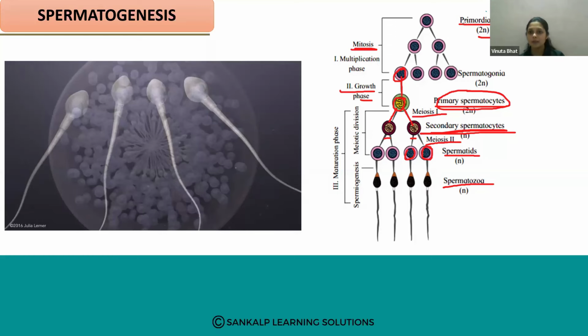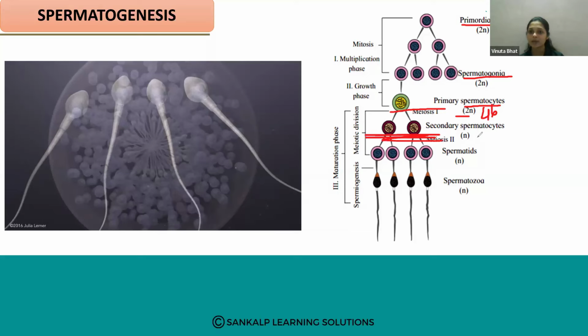Here the primordial cells are diploid, the spermatogonia are also diploid, and the primary spermatocytes are also diploid, meaning 46 chromosomes are there. But the secondary spermatocytes are haploid, meaning only 23 chromosomes are there. Spermatids and spermatozoa, that is the sperm, are also haploid. The sperm cell.